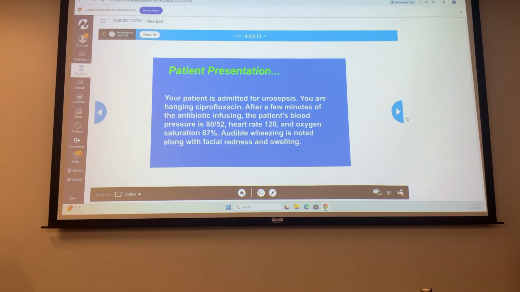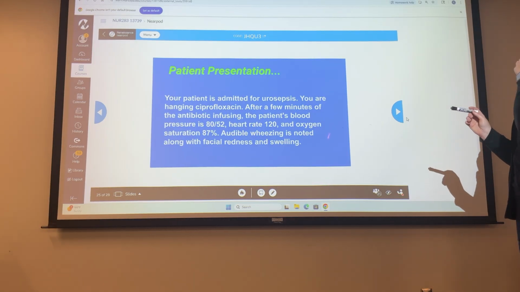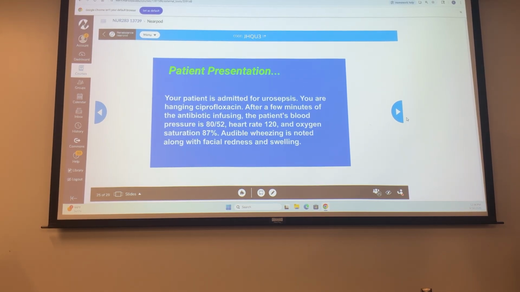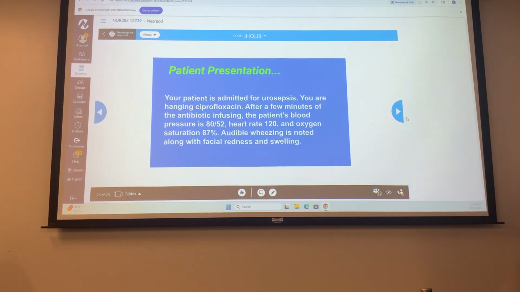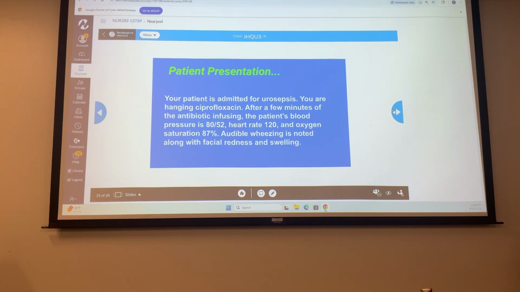Okay. Changing gears a little bit. The last shock. Yay, we've made it. Shock patient presentation. Your patient is admitted for urosepsis. You are hanging ciprofloxacin. After a few minutes of the antibiotic infusing, the patient's blood pressure is 80/52, heart rate of 120, oxygen saturation drops to 87%. Audible wheezing is noted along with facial redness and swelling. If you could underline something, I would underline audible wheezing, and then facial redness and swelling.